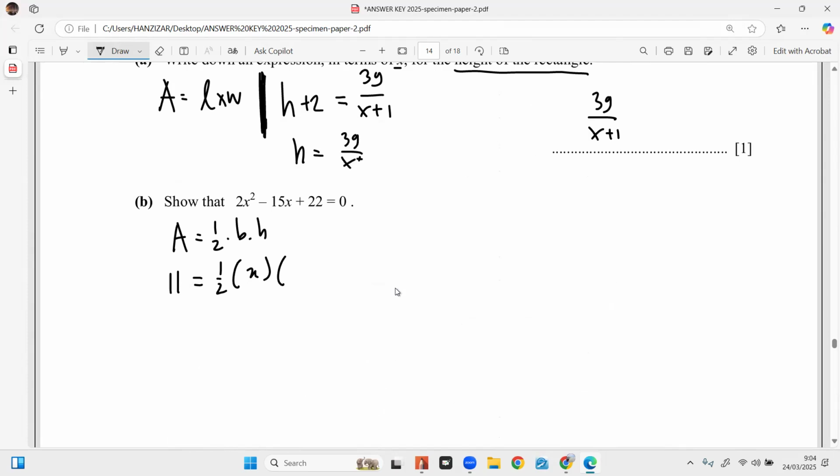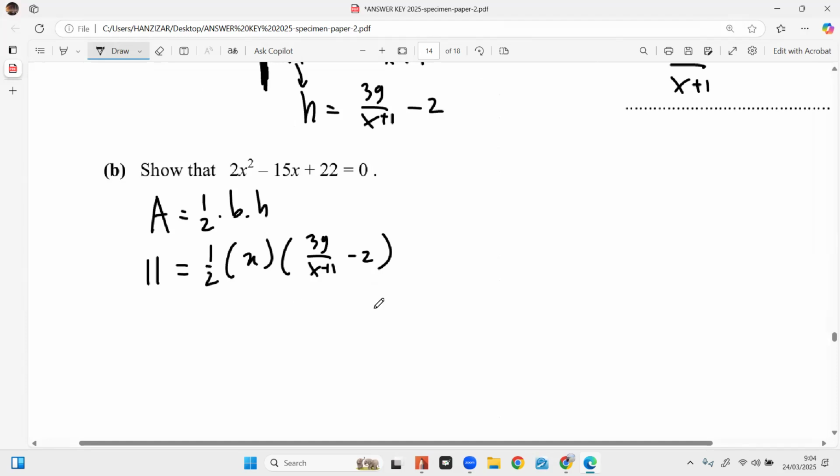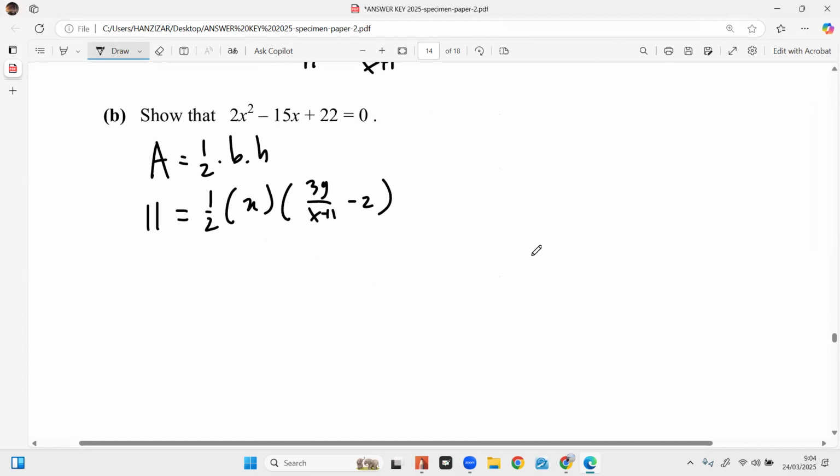39 over x plus 1, subtract 2, right? Does it make sense for you? You just switch the height by its number. So 39 over x plus 1, subtract 2. We can do another way, actually, but I think this is better, better for the understanding. Okay?